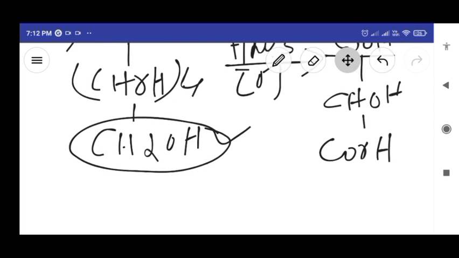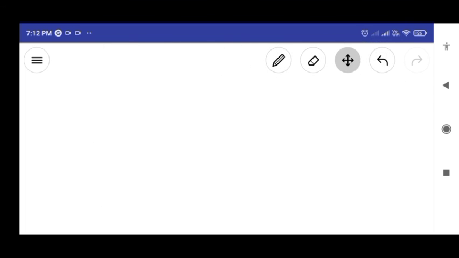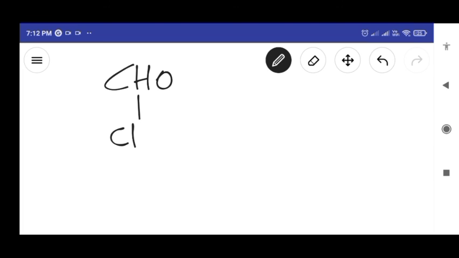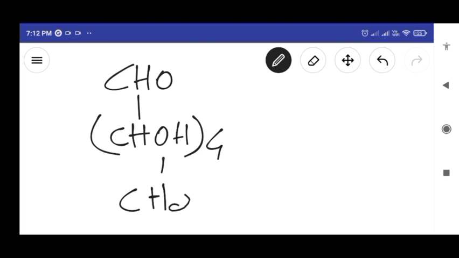From all these things, it is identified that glucose is a compound with an aldehyde, 5 OH groups and a primary alcoholic group. From this we came to know that glucose has such a structure. So we'll see the cyclic structure of glucose in the next class. Thank you.